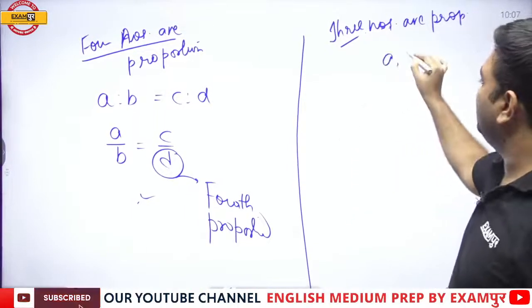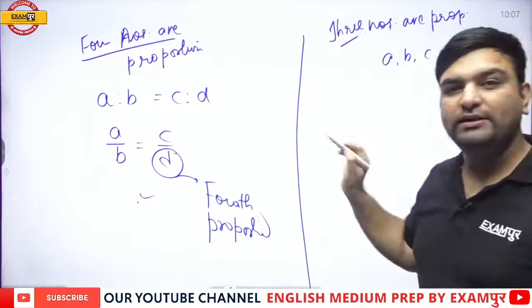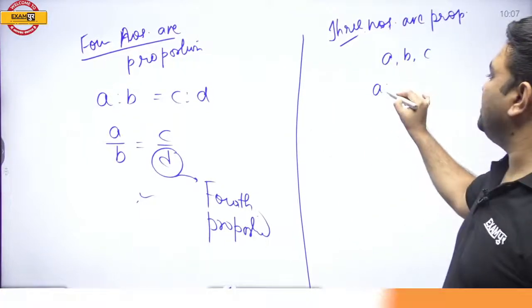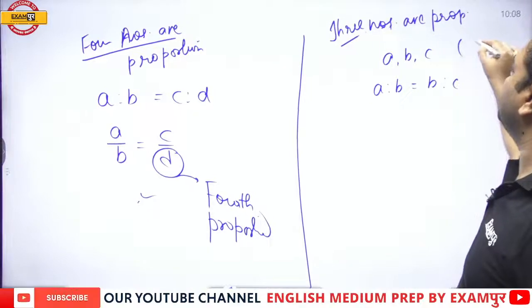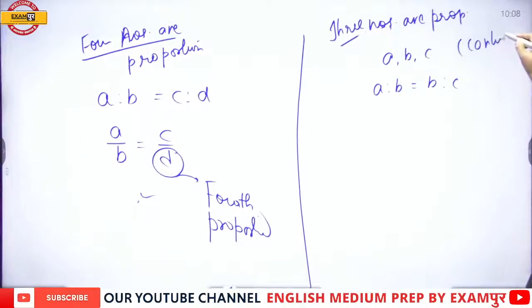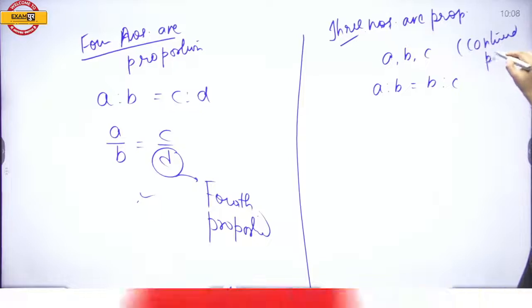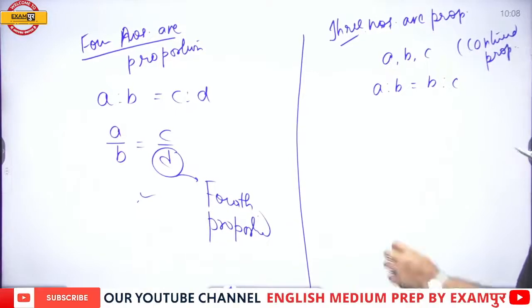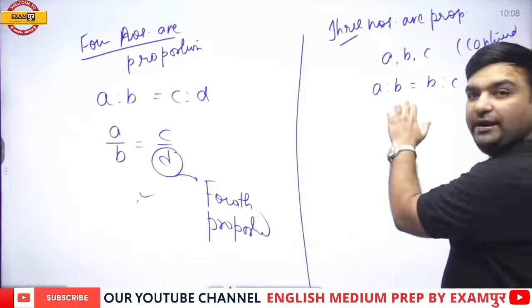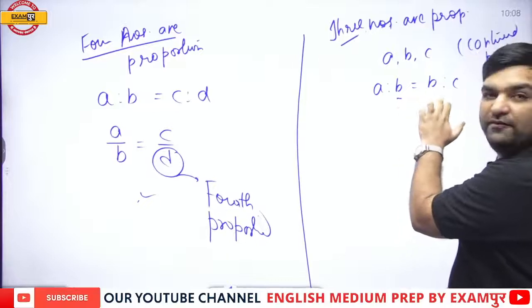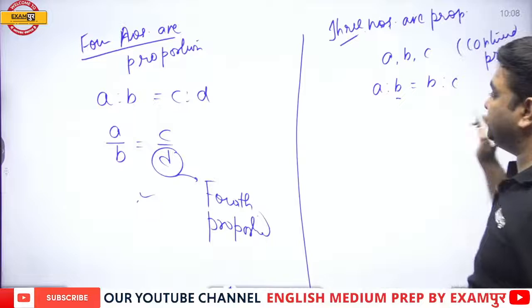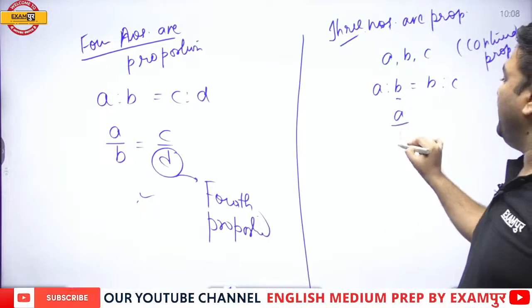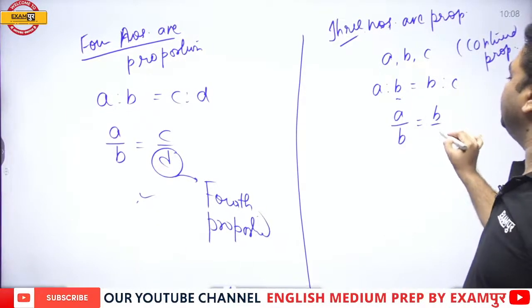But when three numbers are in proportion, like A, B, C, what is the condition? The condition is A ratio B should be equal to B ratio C. This is called continued proportion. Why continued? Because the first ratio ends with B and the second starts with B, so continuity is maintained.